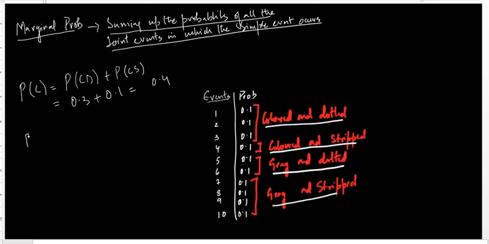Now suppose I need to calculate the probability of a gray ball. Let me see, gray occurs with dotted and gray occurs with striped. So I need to first find the probability of gray and dotted together plus the probability of gray and striped together. Now gray and dotted are 2, which means the probability is going to be 0.2, plus they are 4, which means the probability is going to be 0.4. So the total is going to be 0.6. In this way we calculate the marginal probability under the conditions of statistical dependence.